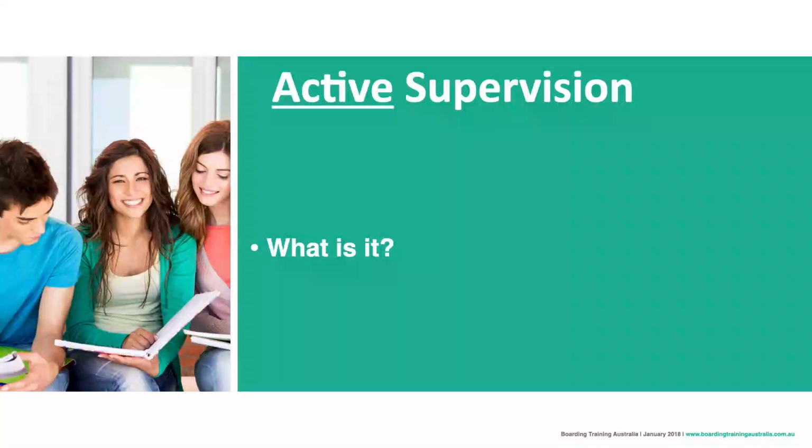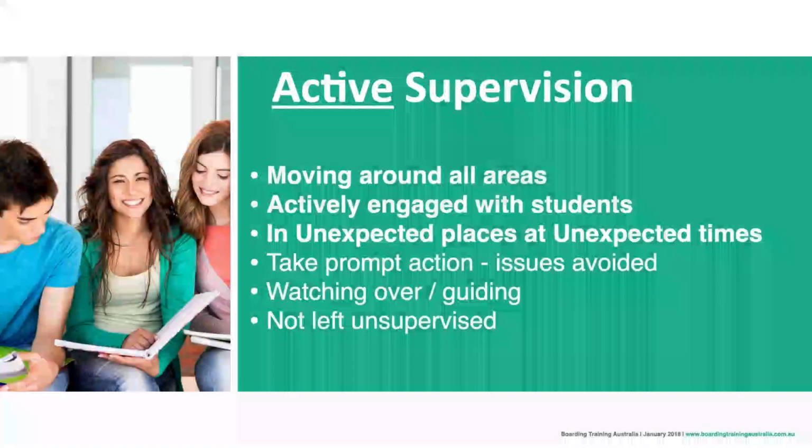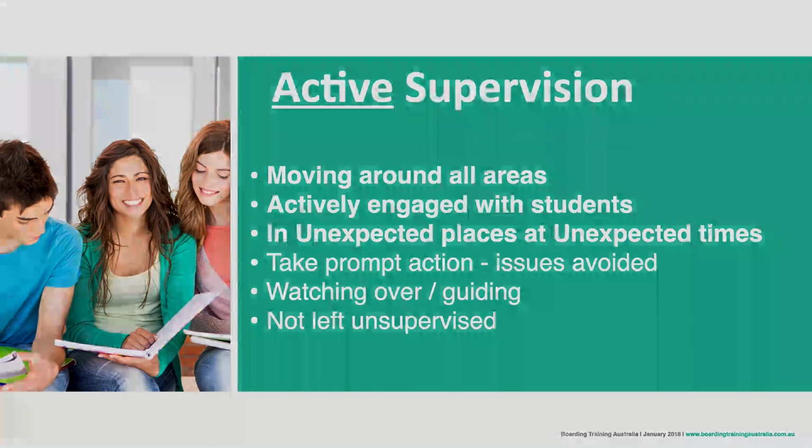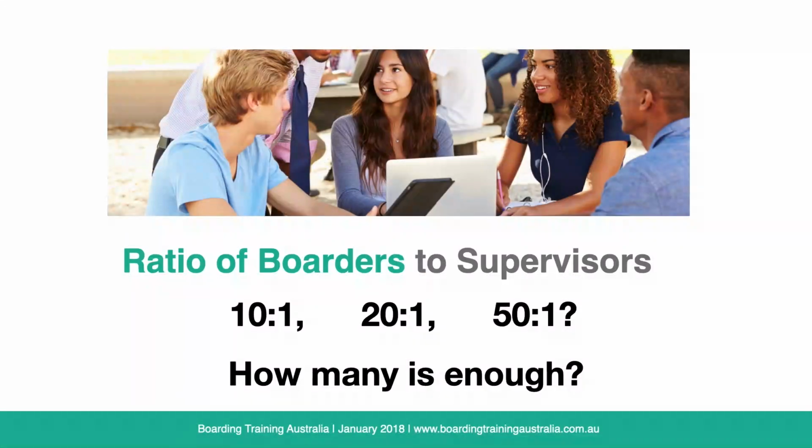So what is active supervision? What are the ways that we achieve active supervision? Moving around all areas, actively engaging with students, being in unexpected places at unexpected times. And then we can be there to take prompt action, and harm can be avoided because we're there, we're watching over them, we're guiding young people. They're not left unsupervised.